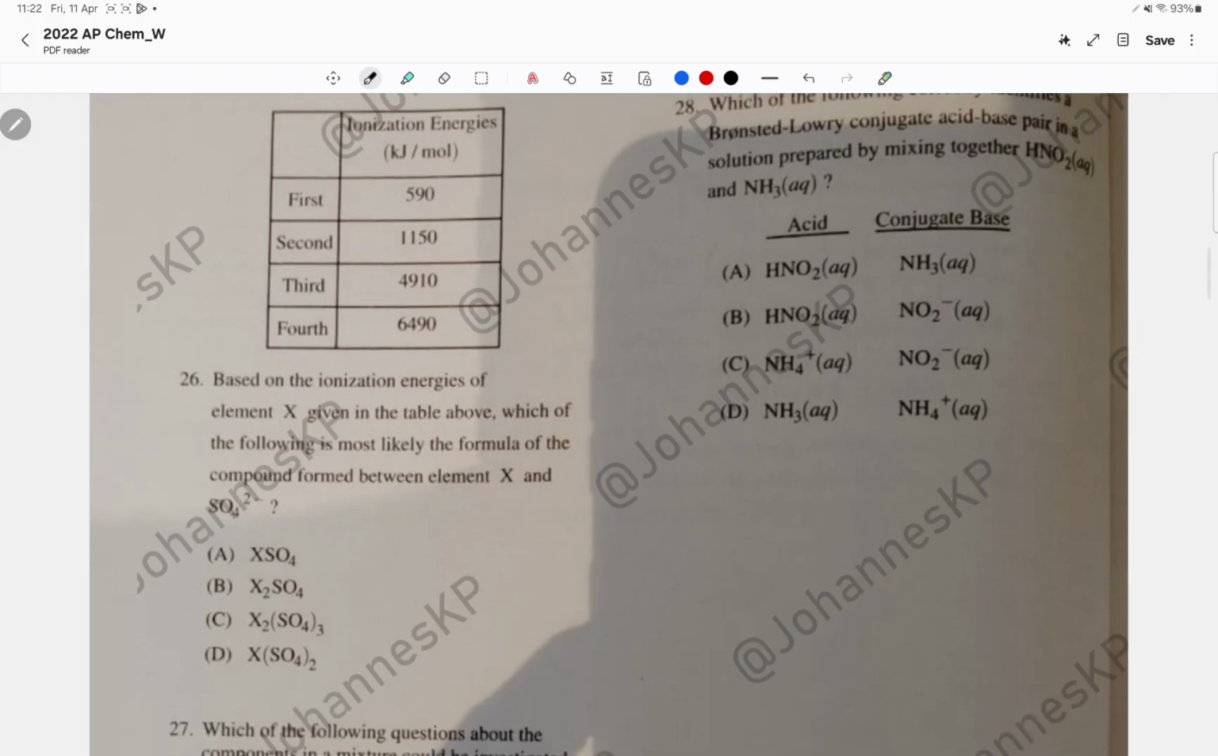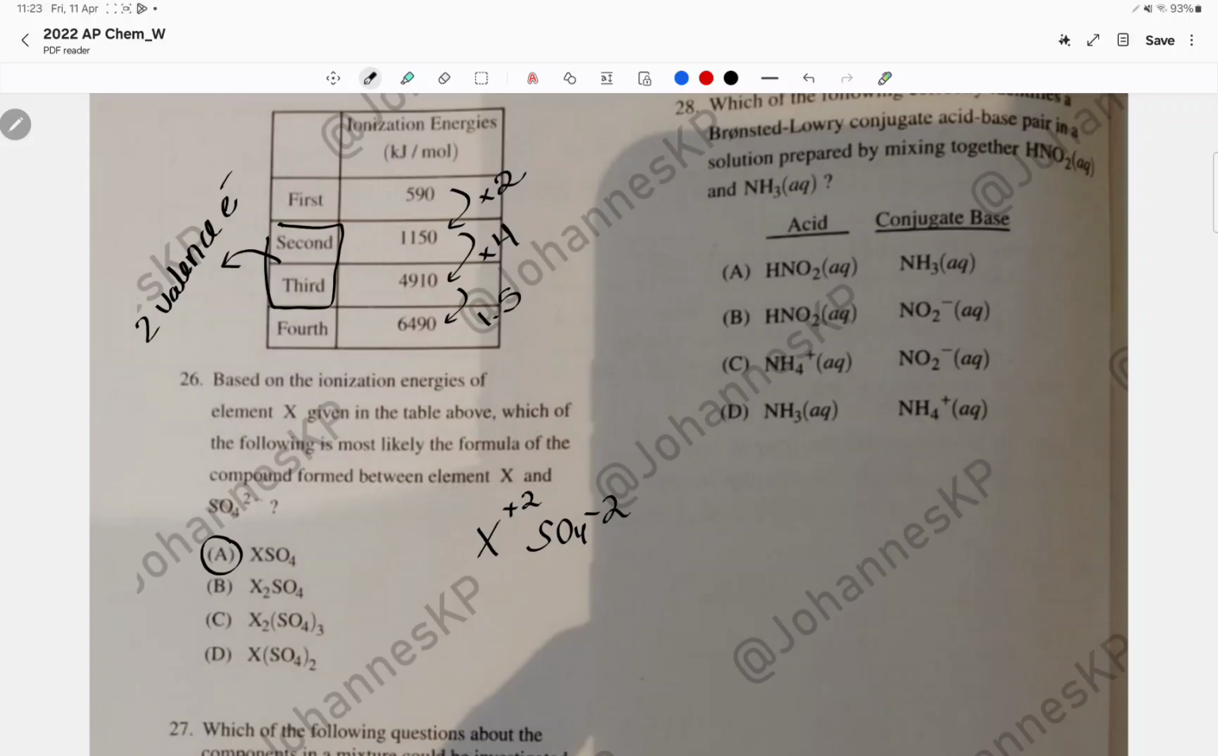So here, where is the big jump happening, between which row and which row? Second and third, right? Because from here to here, it's like a doubling. But then it's like times 4 almost. And then times maybe 1.5 or something. So between second and third is the big jump. That means your element has to have 2 valence electrons. Now, the charge of the SO4 is negative 2. That means your element must have exactly plus 2. They will cancel out. You get XSO4.